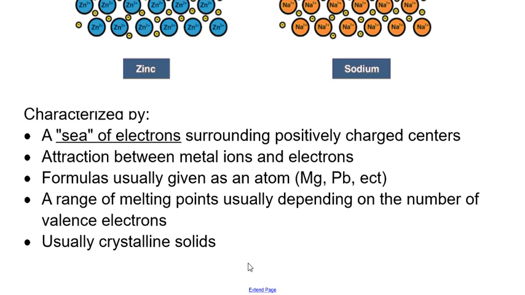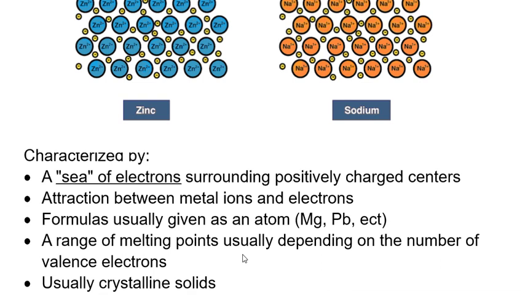So some metals have a really low melting point. Gallium is an example of that. It melts basically in the palm of your hand. And then you have things like iron that melt at around 1500 degrees. Usually they're crystalline-like. They're not the exact same as ionic crystalline structures, but it's a similar base idea.